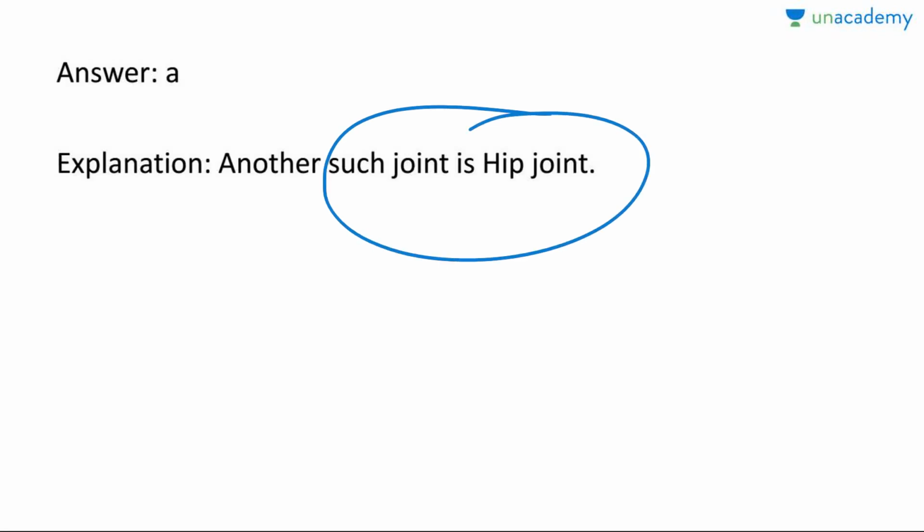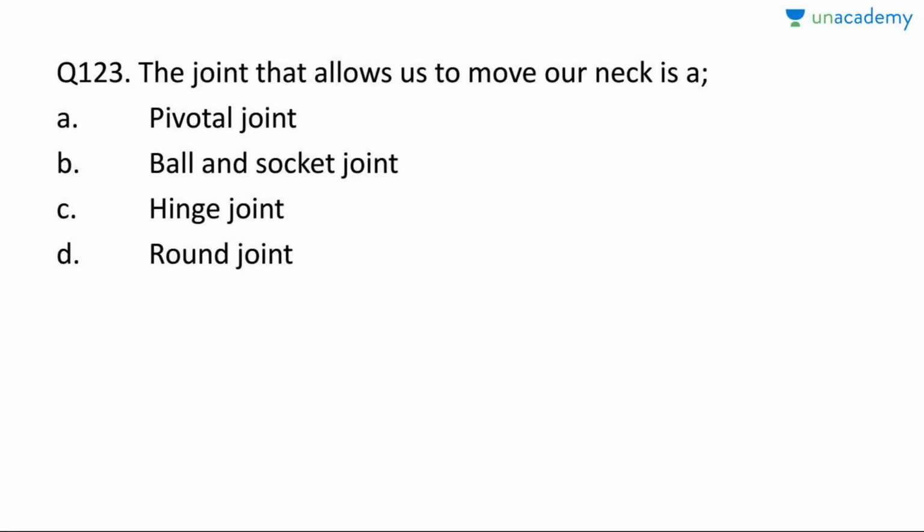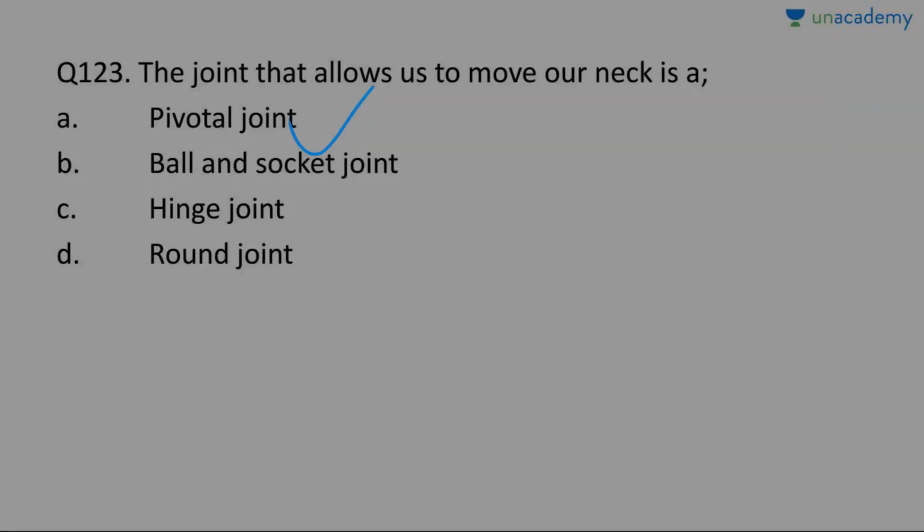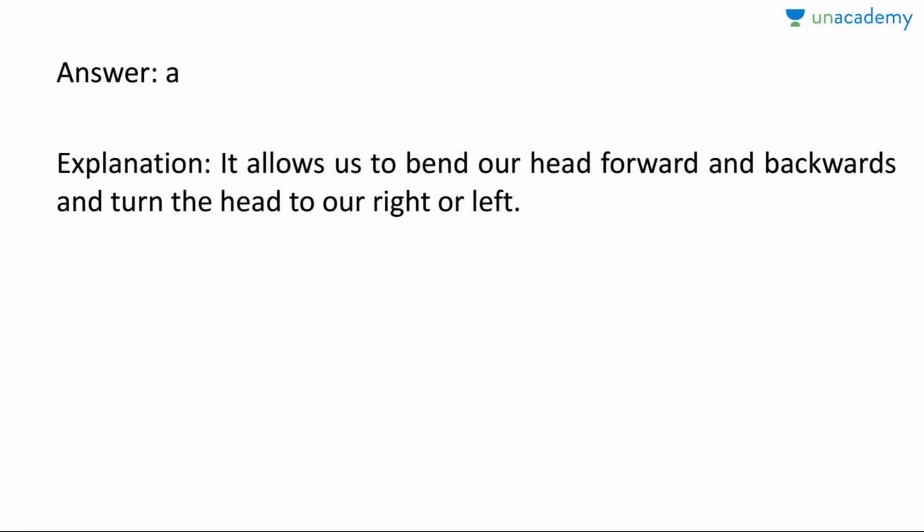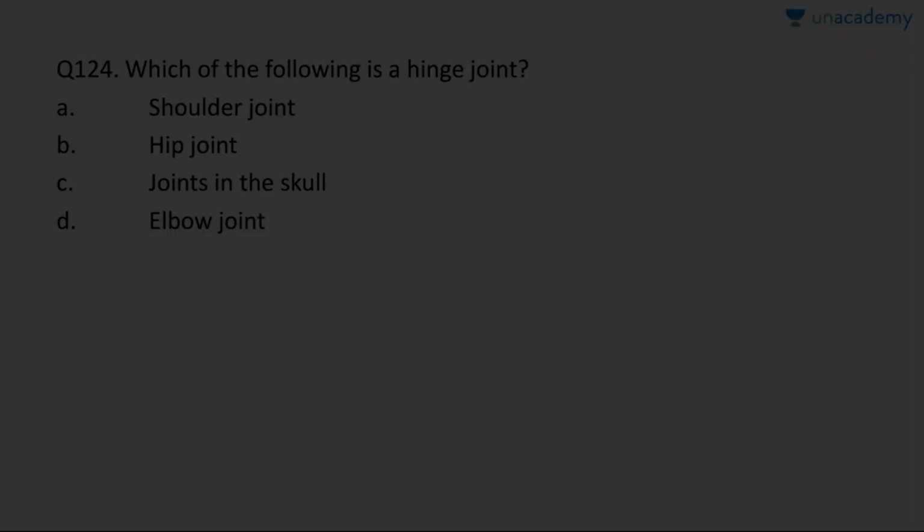So the joint that allows us to move our neck is what? So basically it is a pivotal joint. So question number 123, the joint that allows us to move our neck is a pivotal joint. So the answer here is A. So let us see. It allows us to bend our head forwards and backwards, and we can turn it right and left, but that's about it. You cannot do anything more with your head than these things. Okay. So joints are a very important thing. So please read these NCERTs from 6th to 8th.